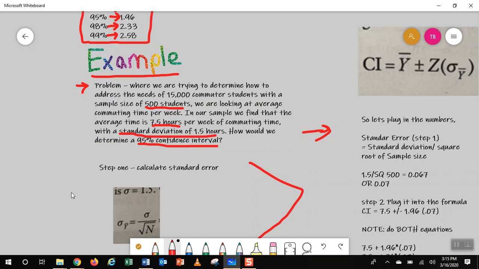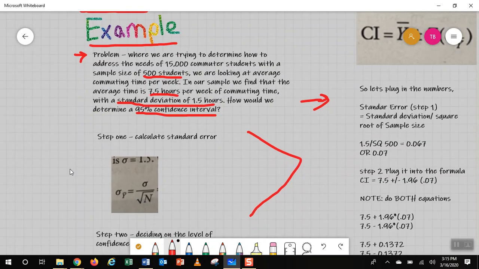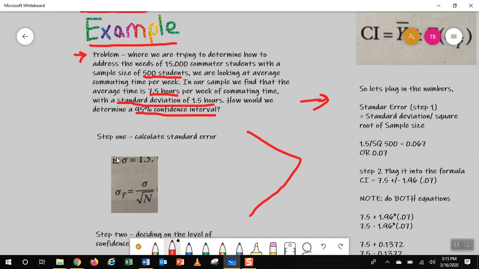So step one, as we go through this, is calculating the standard error. And all these are going to be from the problem here. So I'll go ahead and read the problem. The problem is that we're trying to determine how to address the needs of 15,000 commuter students with a sample size of 500 students. Sample size is relevant here, something to pay attention to.